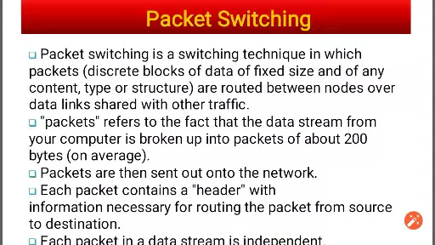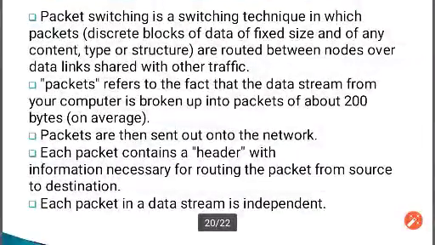What happens in packet switching? The information to be transferred is first divided into small packets, and then each packet is sent onto the network. Each packet has a header with some information, such as the source and the destination addresses. Then each packet is streamed independently.